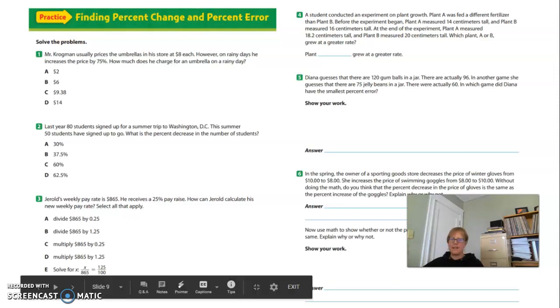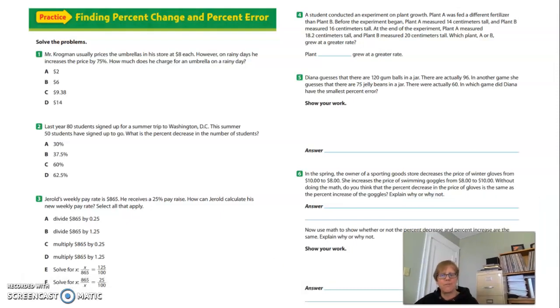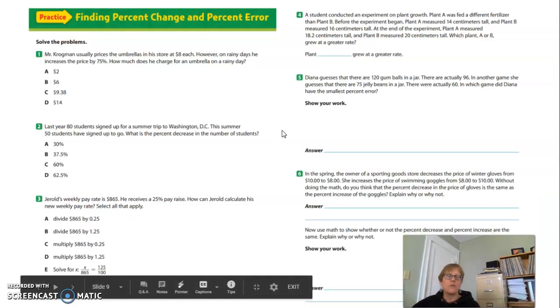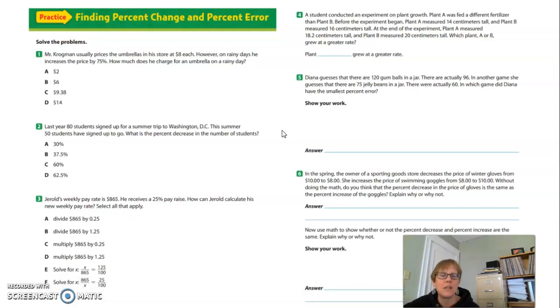So here's what I'd like you to do next. I'd like you to number your paper 1 through 6, and do your best on these. Take your time. Think about things, and then when you're ready, start the video up again and compare your answers. You should pause the video now, take some time to do this, and then come back.